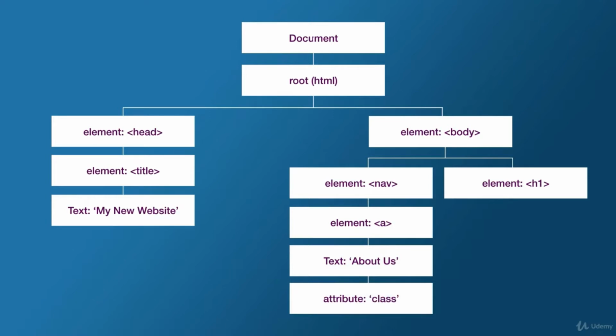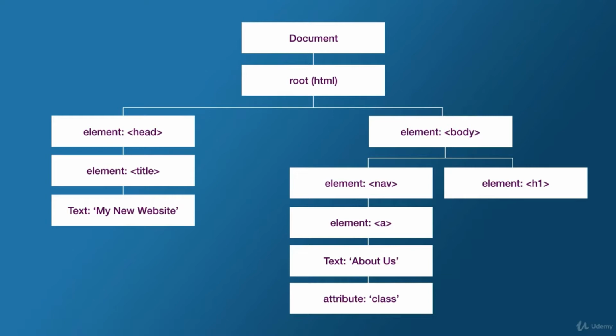And this navigation, anchor, about us text, and this attribute class, all of these are known as nodes. And the DOM is how these nodes are connected. So you can see you have a class that is inside an anchor. This anchor is inside a navigation. This navigation is inside the body. And this body is inside the HTML, which is inside the document. So the DOM is how these are connected one to the other.